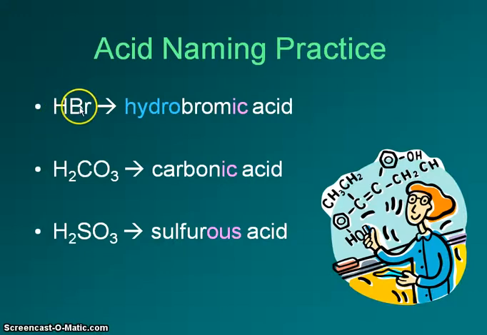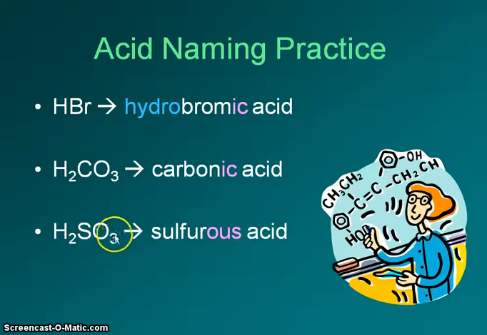This one has 2 elements, so we add hydro and ic to the ending, so hydrobromic acid. This one here has 3 elements, so we have the carbonate ion here. So the ate ending becomes ic, and we call it carbonic acid. No hydro prefix when you have more than 2 elements. If it was CO2 with a 2- charge, the carbonite ion, then it would be carbonous acid.